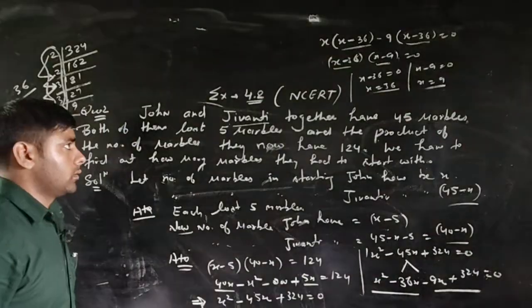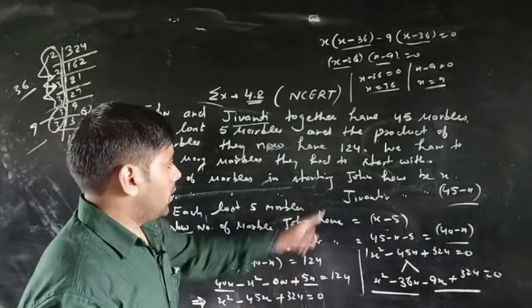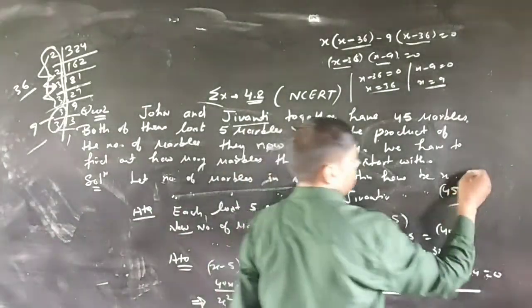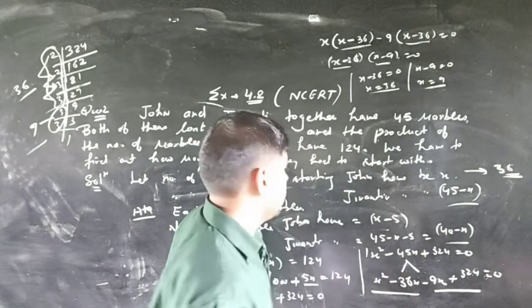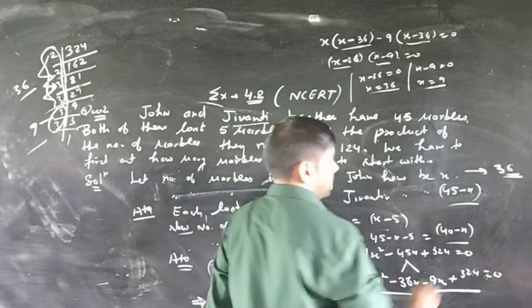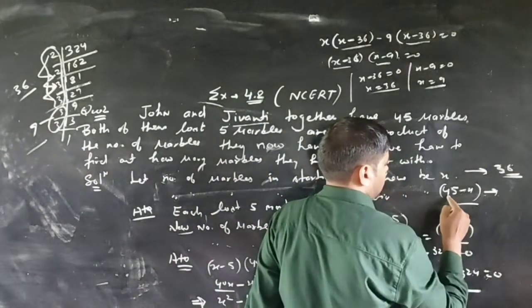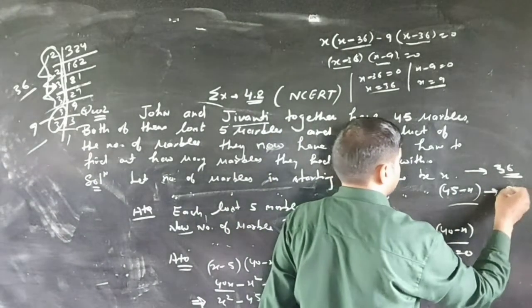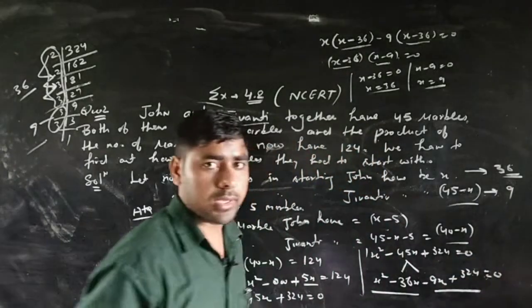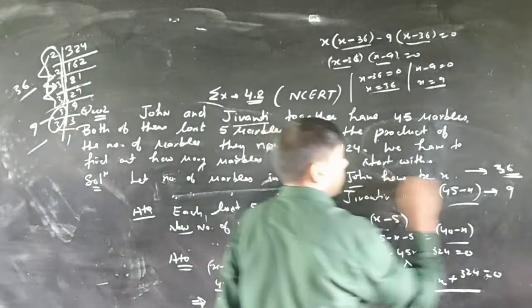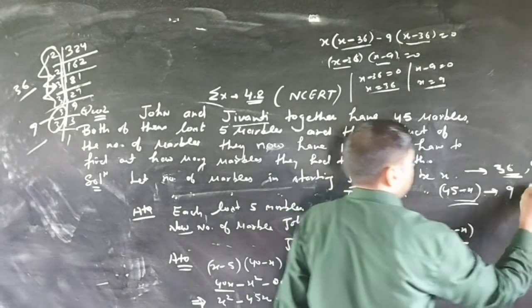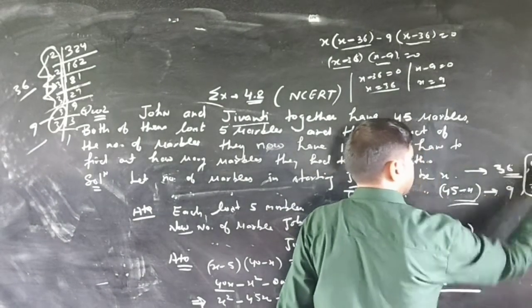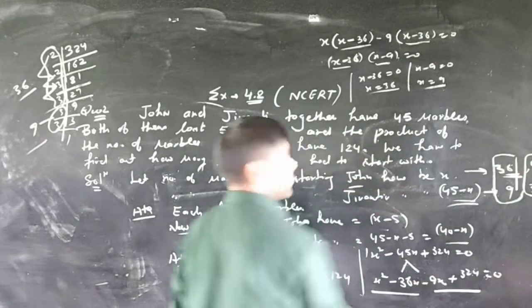x equal to 9. If John has 36 marbles, then Jivanti has 45 minus 36 equal to 9 marbles. And if John has 9 marbles in the start, then Jivanti has 36. Both are correct answers.